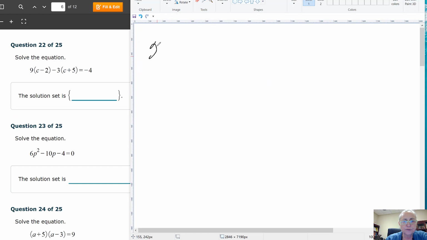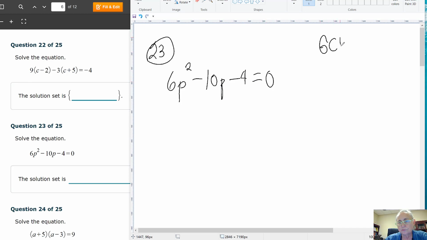Number 23. 6p squared minus 10p minus 4 equals 0. Always start with a GCF. This one does have a GCF. 2 can come out. 3p squared minus 5p minus 2.